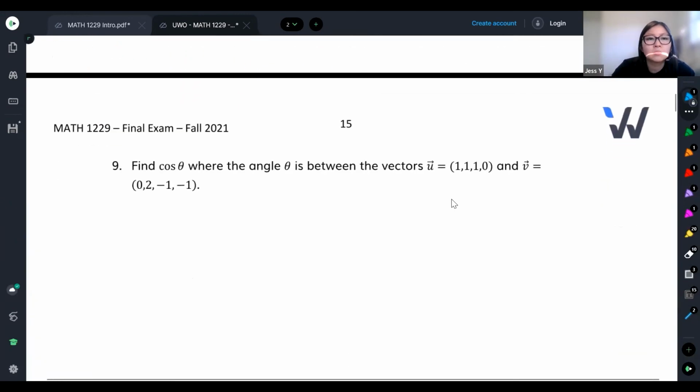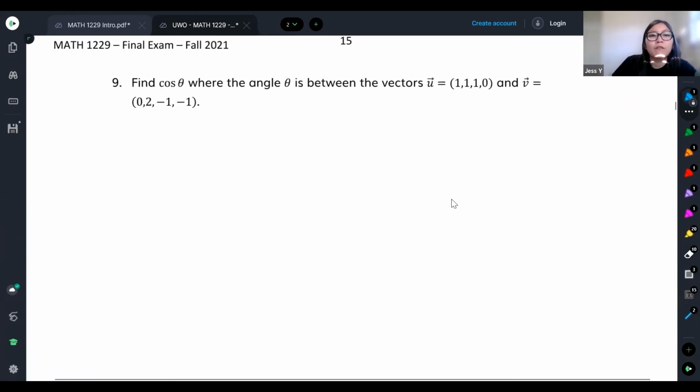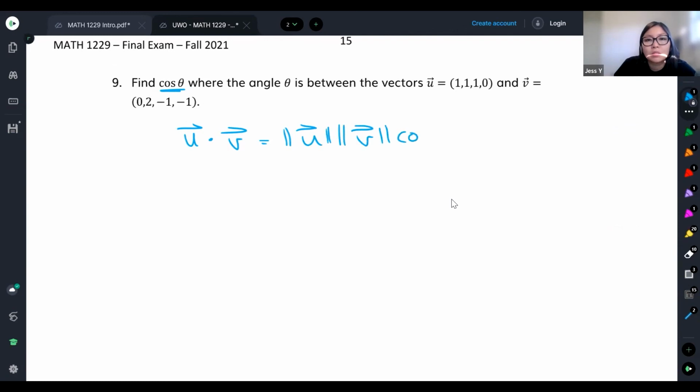Okay, moving on, because we have a lot still to cover. We want to find cosine theta where the angle theta is between these two vectors. So pretty much you want to use that cosine theta formula. Just to remind you what that looks like, it's u dot v equals the length of u, the length of v times cosine of the angle. Okay.